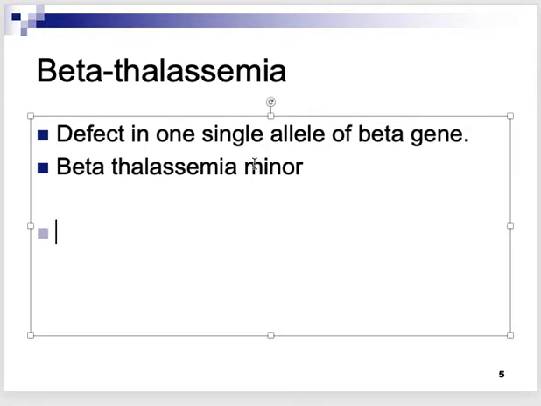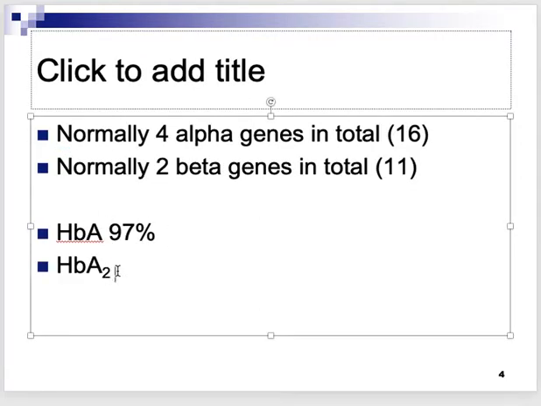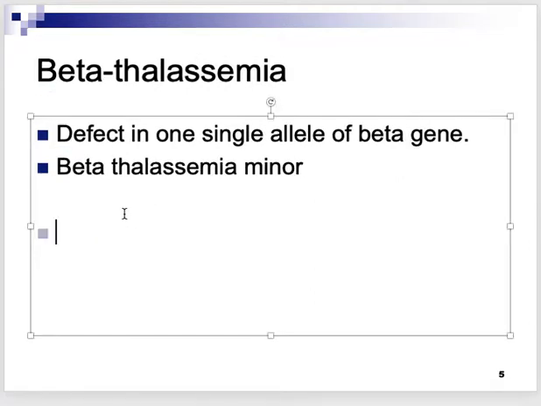Remember, thalassemia gives microcytic anemia, and the level of HbA2 in them, which is normally around 3%, is more than 3% in these patients, but they remain asymptomatic.